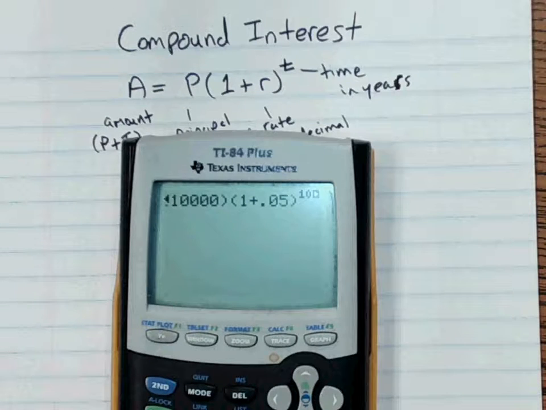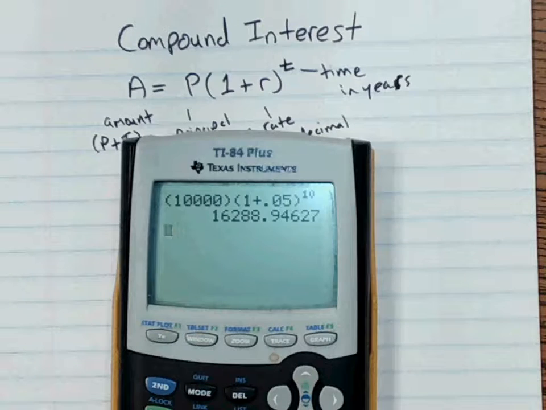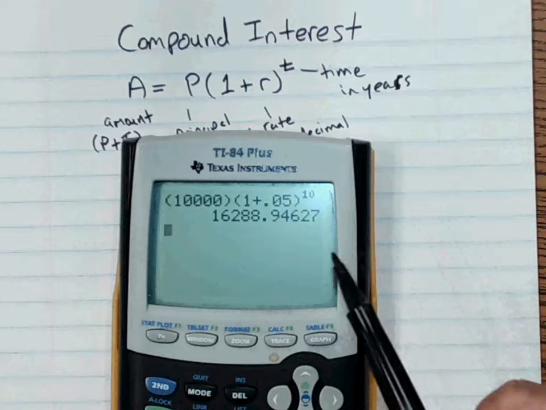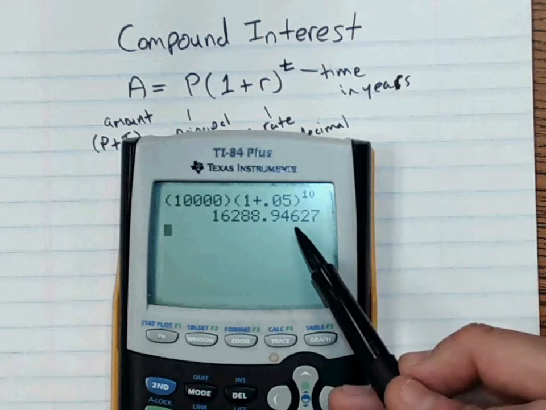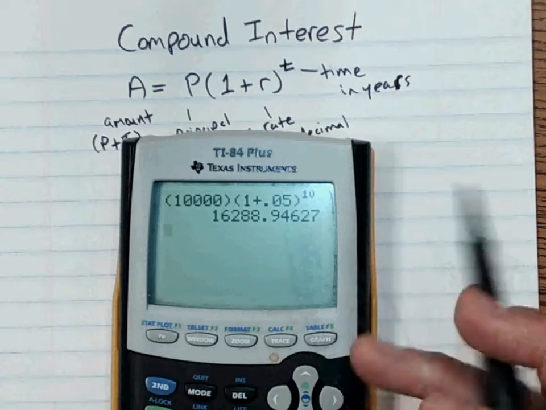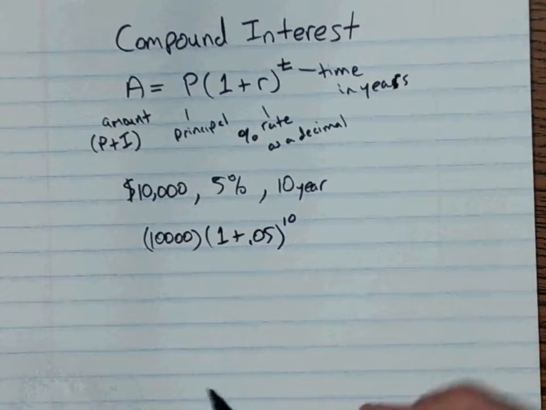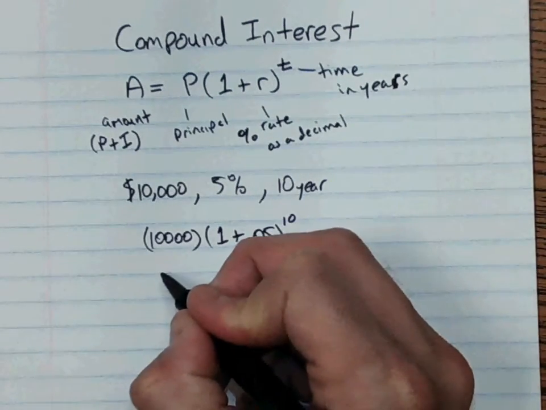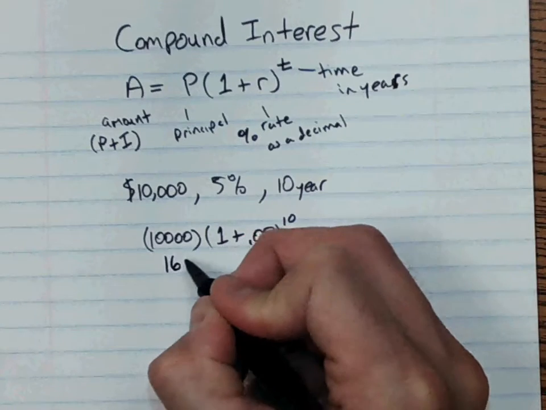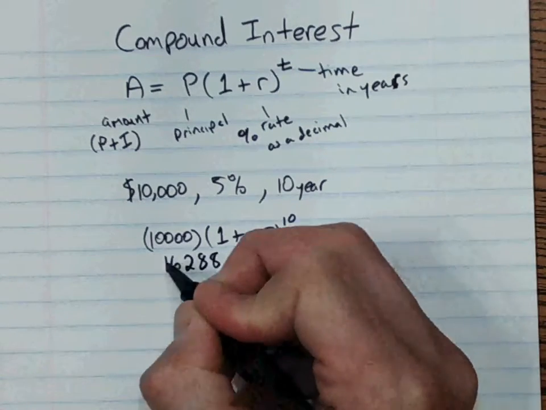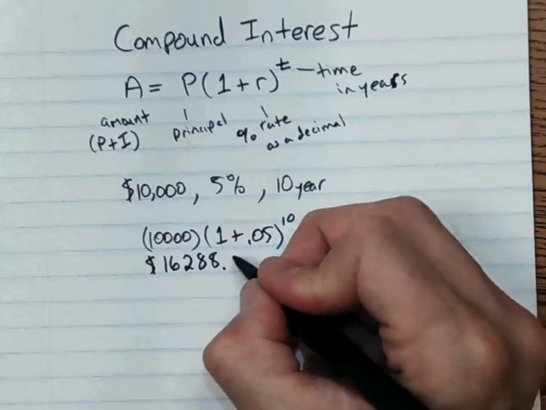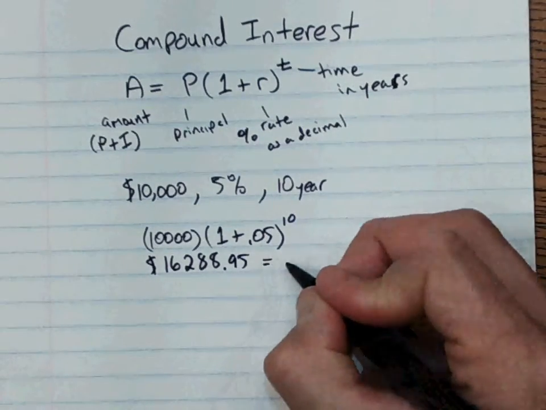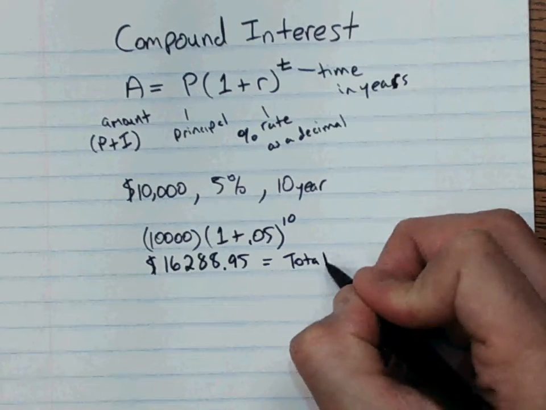You always want to separate them in parentheses. I'm going to hit enter. I got a big number. I got 16,288.9467. Since we're talking about money, we want to round to the second decimal because that's the pennies. So let's round that up to a 5, that 0.94 to 5. So that comes out to $16,288.95. That's the total amount, including the interest and the principal.